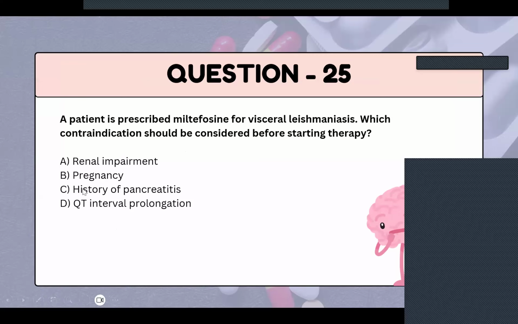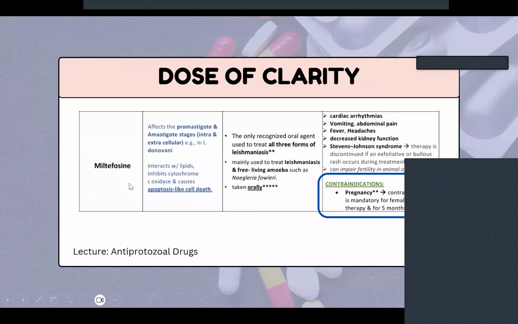Yes, your answer is B, which is pregnancy. And why is it so? Because it has teratogenic effects. So it should be avoided during pregnancy, and women of childbearing age should use effective contraception during treatment and for at least 5 months after they stop taking the treatment. Now let's move on to the next question.